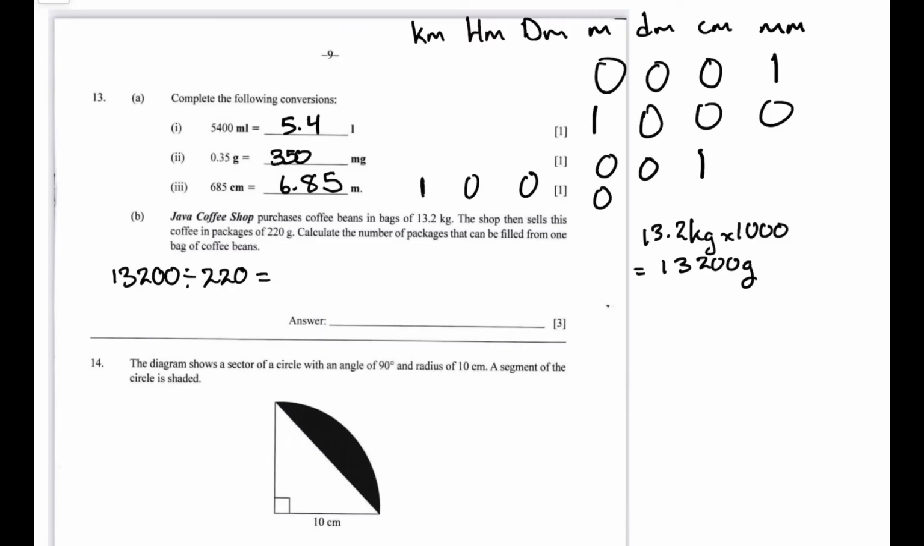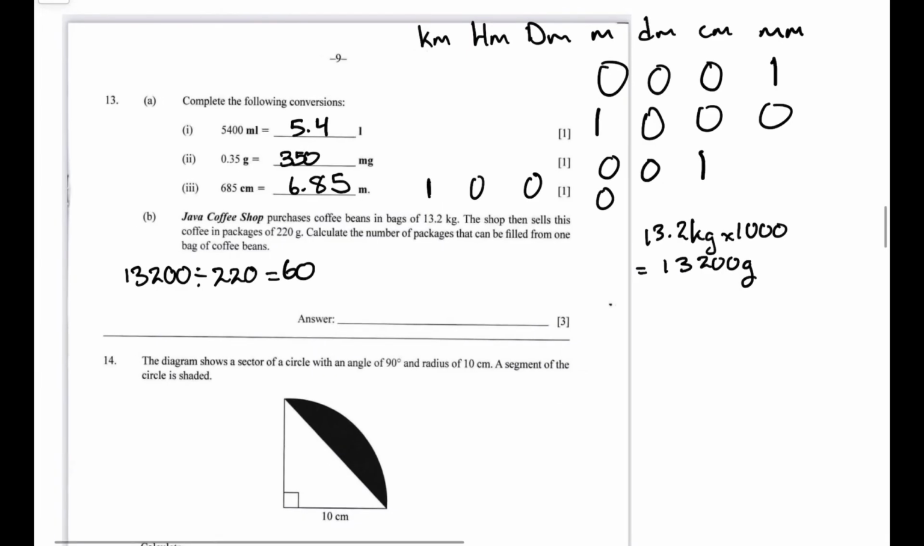And that's going to give us 60. So this means that 60 packages will be filled.